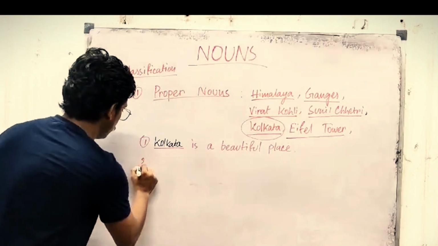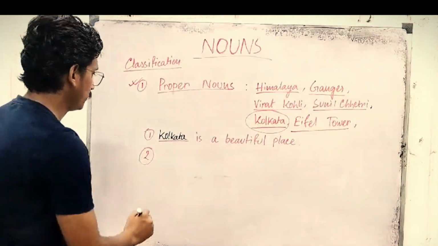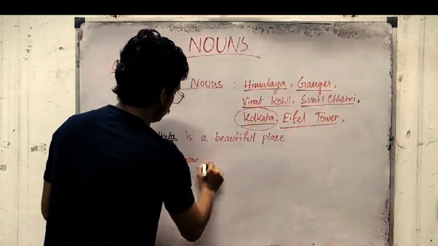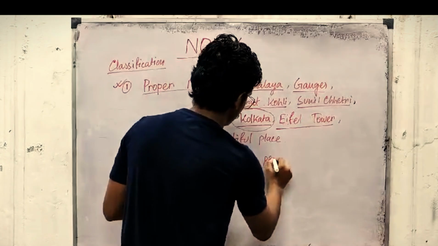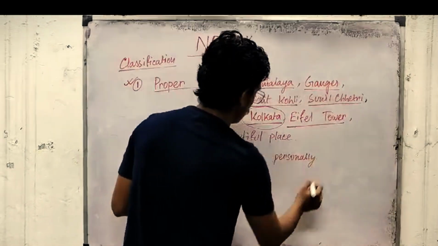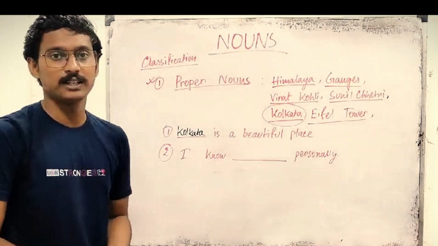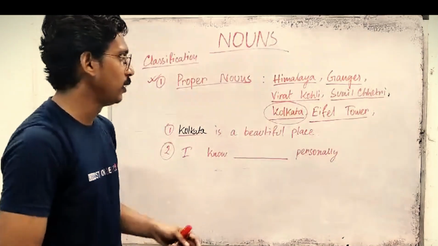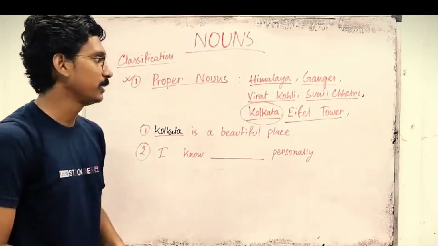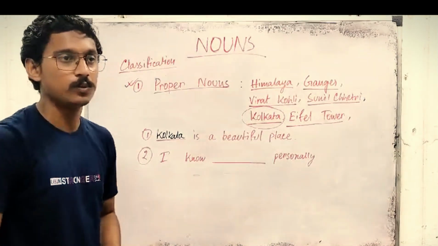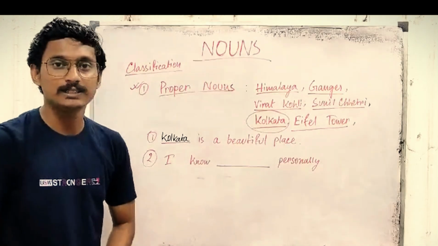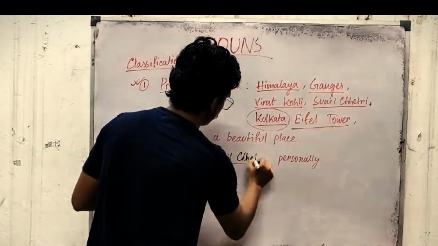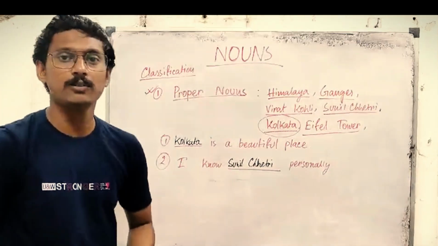Now, for the second example, I will write: I know dash personally. When we know somebody personally, that means we know some people, right? For that, we have two options of people here. It is Sunil Chhetri or Virat Kohli. So we can write one of them in there so that the sentence gets meaningful. So, I know Sunil Chhetri personally. Now the proper noun is here, Sunil Chhetri.